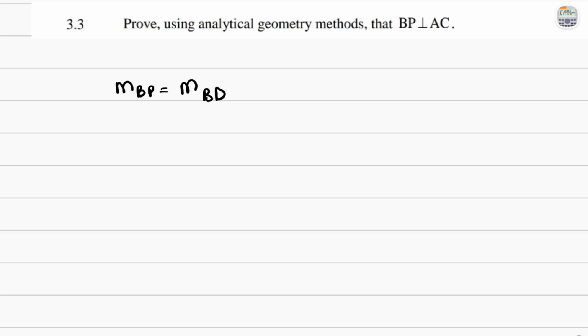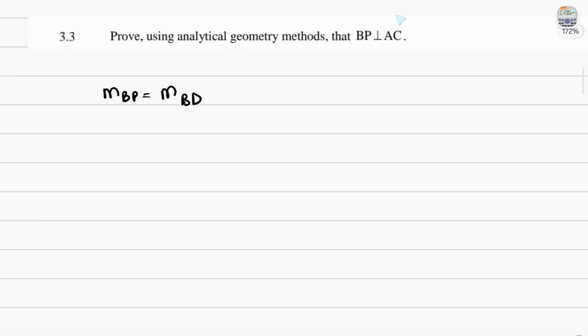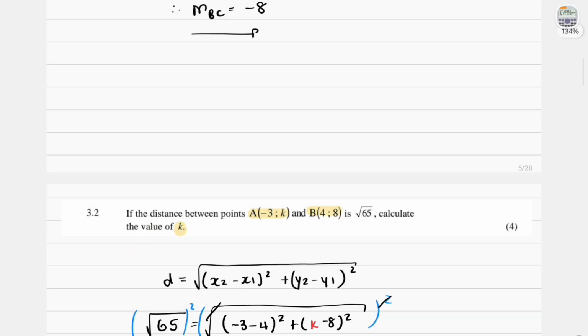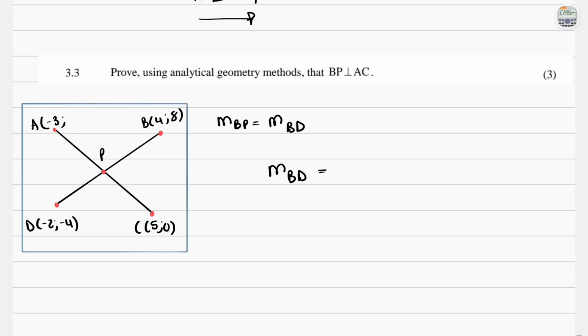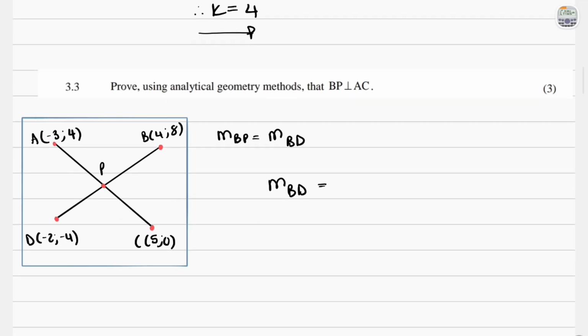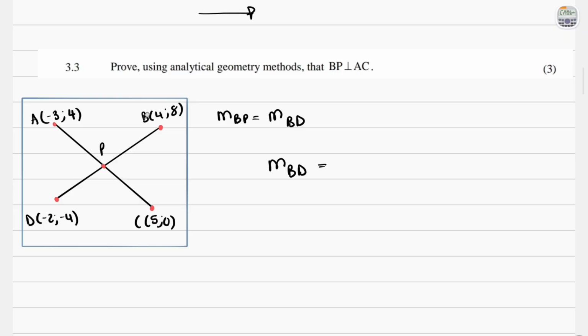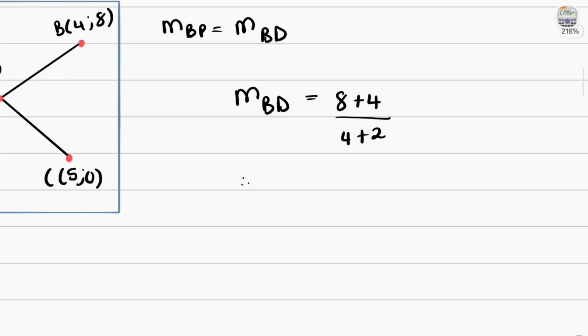So I'm just going to focus on finding that gradient of BD. I'm not going to rewrite the gradient formula because we already wrote it once. That's fine. Let's just take the points we need. We need B, D, A, and C. So let's just get those points. Okay, and just remember we found k to be 4. So this is 4. So gradient of BD, I'll say top minus bottom. So y2 minus y1, that's 8 minus -4, which becomes +4, over 4 minus -2, which becomes +2. So that's a 12, and that's a 6. 12 divided by 6 is 2. So the gradient of BD is equal to 2.